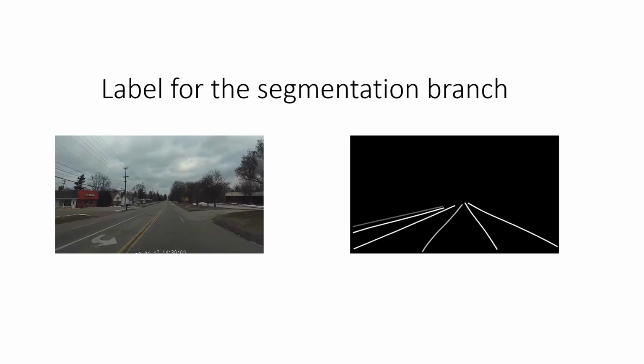The next stage of implementation was not only to predict whether a lane line exists or doesn't exist, but also to differentiate or classify the different lane lines into white lane lines, yellow lane lines, or road edges. Again, I created my own custom dataset for that, and this is how the labels work for the segmentation branch. As you can see, the white lane lines and the yellow lane lines and the road edges are denoted by different pixel values from 0 to 255.